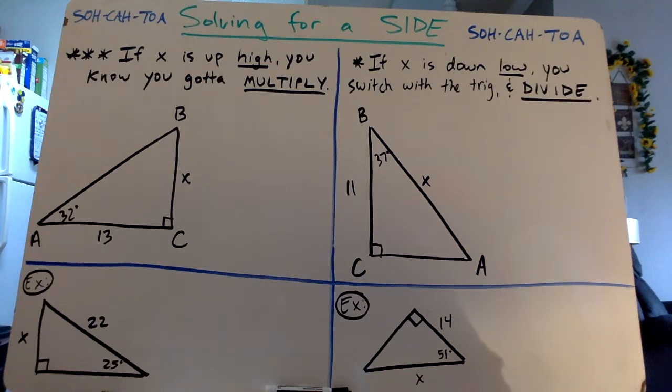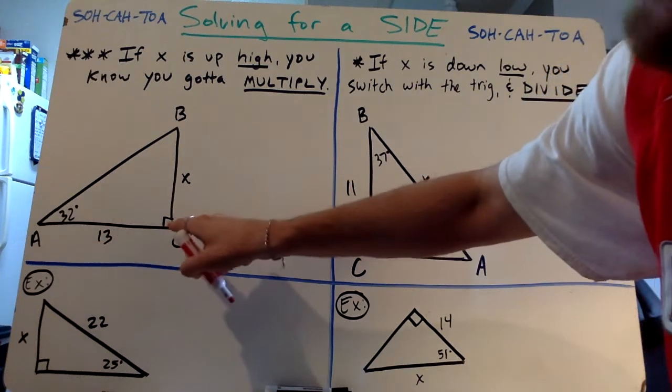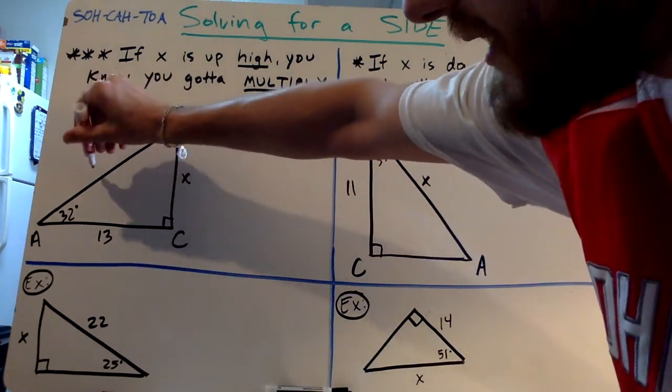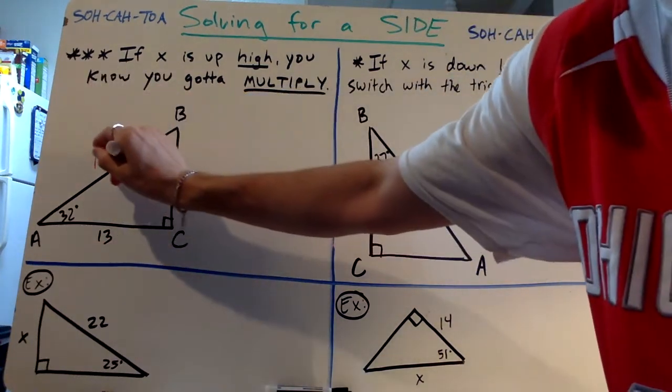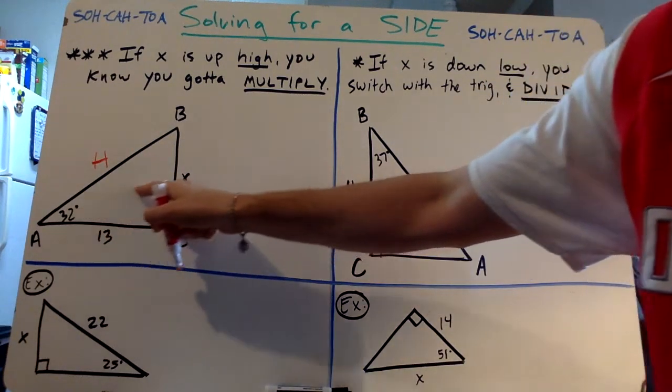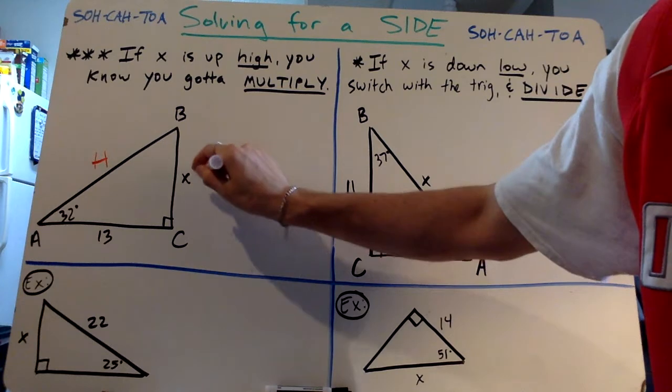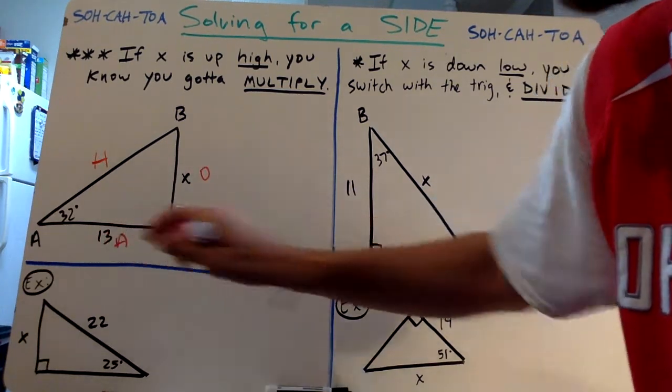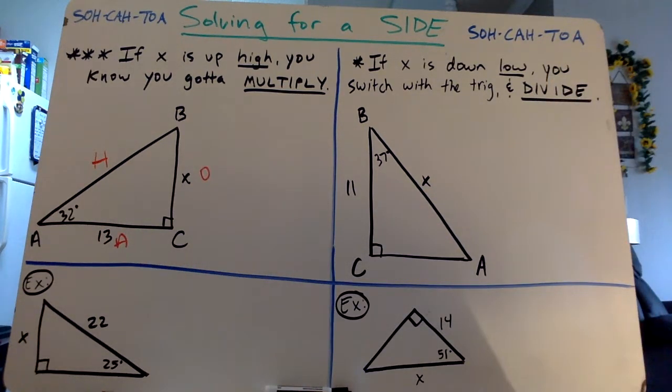Next step, you got to label your triangle, which is our review. If this is my angle, that's my right angle. So this is my hypotenuse. I'm just labeling it. Hypotenuse, 32 degrees is the focus angle. So that's opposite. That's your adjacent.